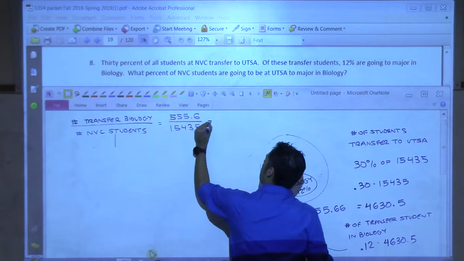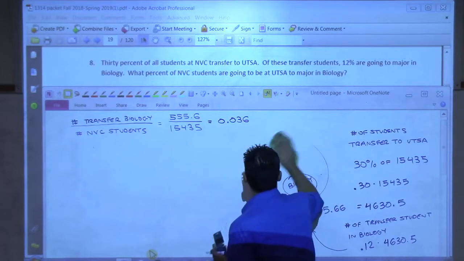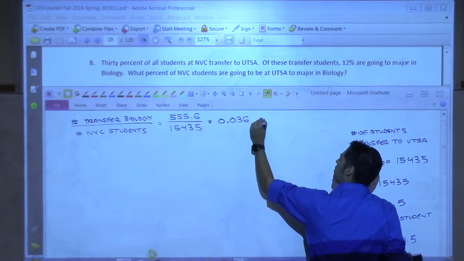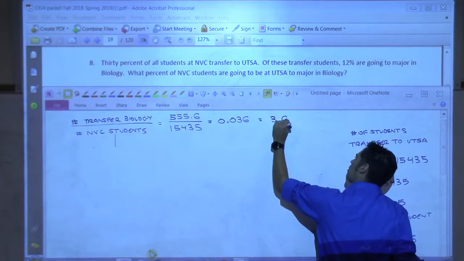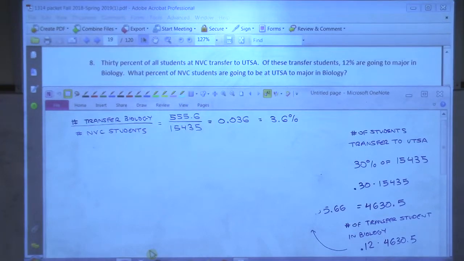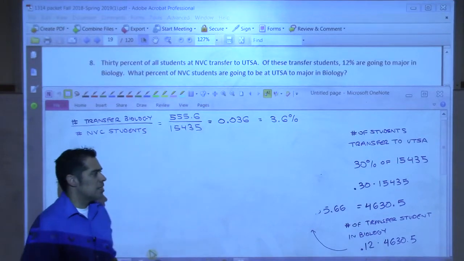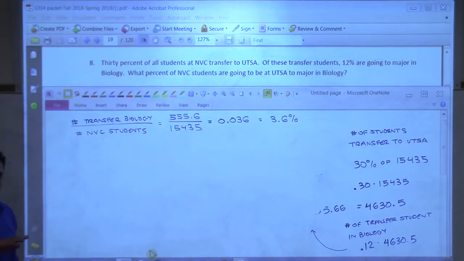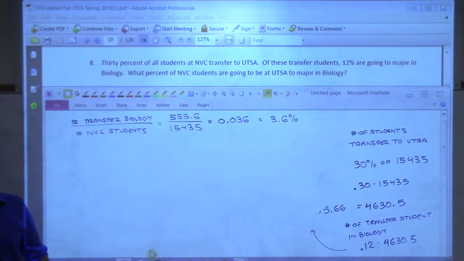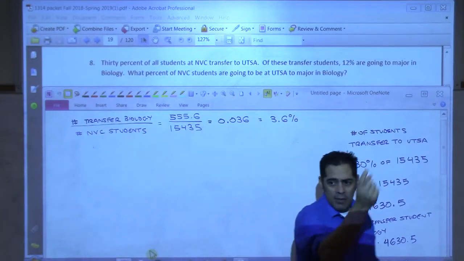0.036. And if we convert that to a percentage, what do you get? This is 3.6%. Y'all okay with that? So out of all of the students at Northwest Vista College, you should only expect about 3.6%, about 4%? 4 out of every 100 people are going to be at UTSA doing biology.